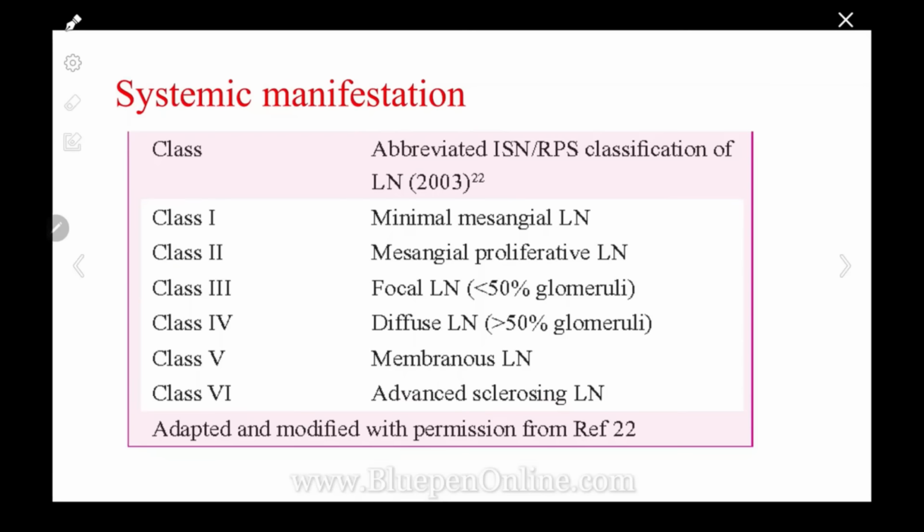These are the classes of renal lupus. It begins with minimal mesangial lupus nephritis and it goes all the way down to class 6 of advanced sclerosing lupus nephritis.